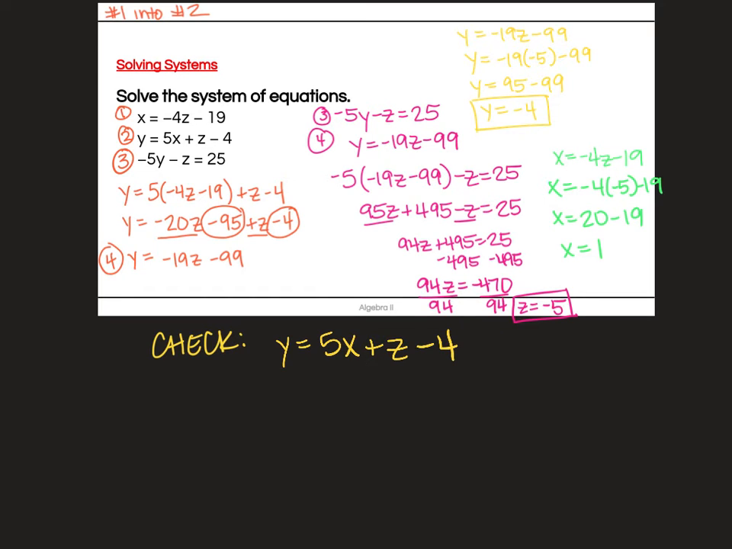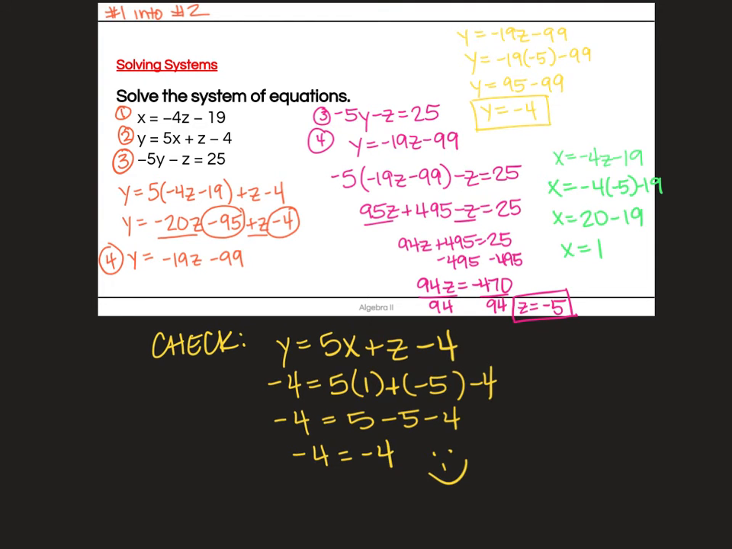So y is negative 4, so we have negative 4 is equal to 5 times x, which is 1, plus z, which is negative 5, minus 4. So negative 4 is equal to 5 times 1 is 5, plus a negative would be minus 5 minus 4. So 5 minus 4 is 0, so negative 4 is equal to negative 4. And so that checks out, so our answer is correct.